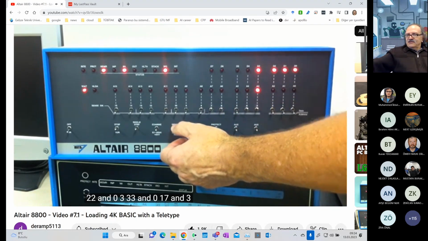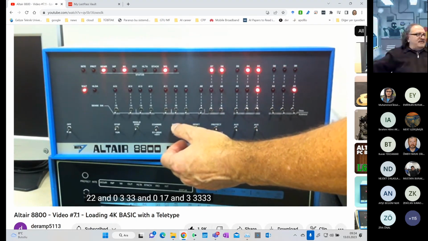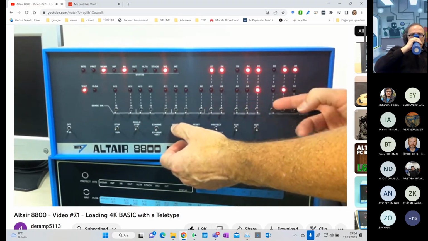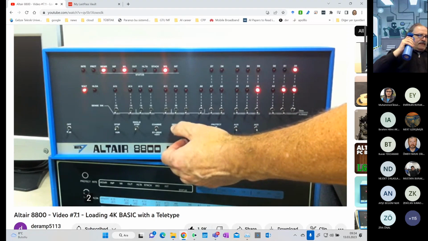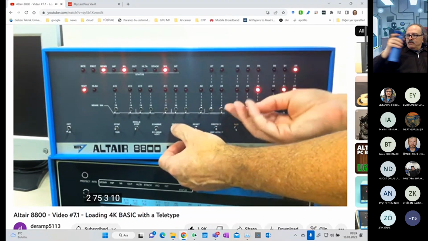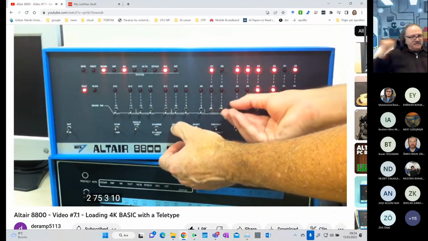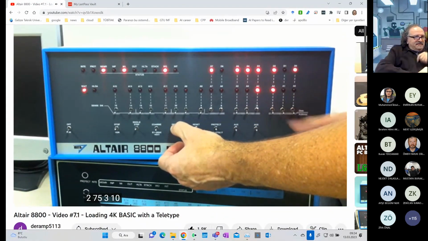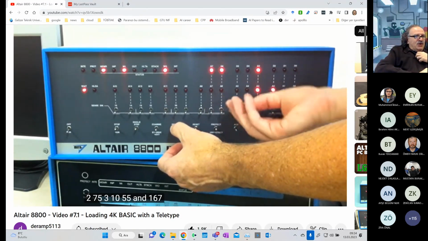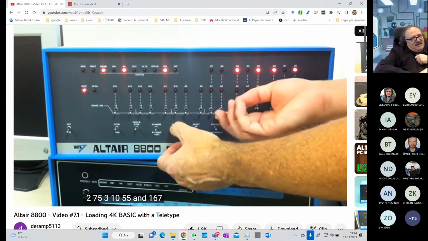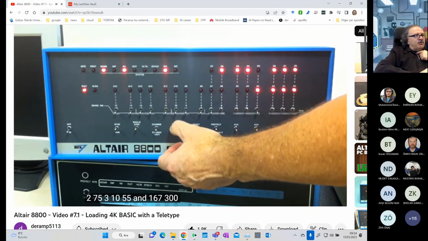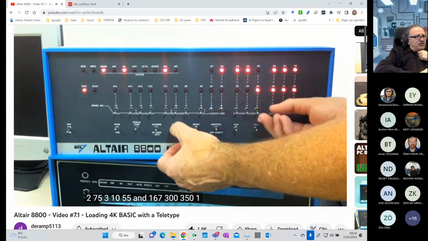Okay. So how do you know that you made a mistake? You don't. 333 and 1. You have to do it from the start. 275, 310. Okay, so this is a very, very basic operating system, you might say, but it's just to load a program. That's it. So I wouldn't call it an operating system, just a bootloader.